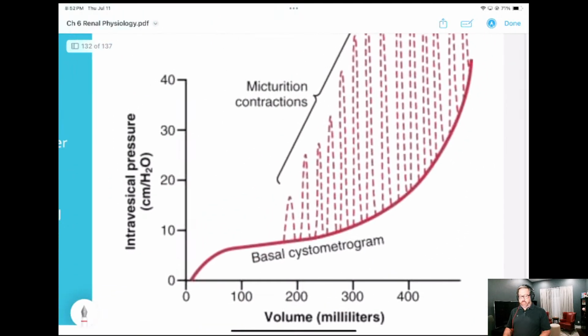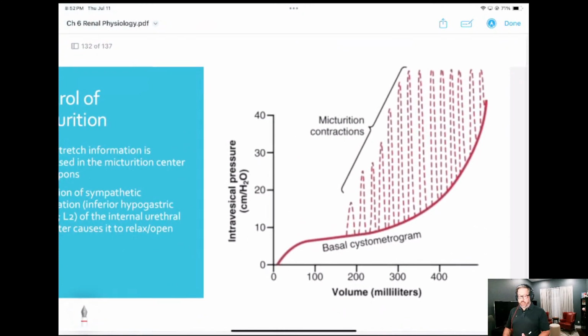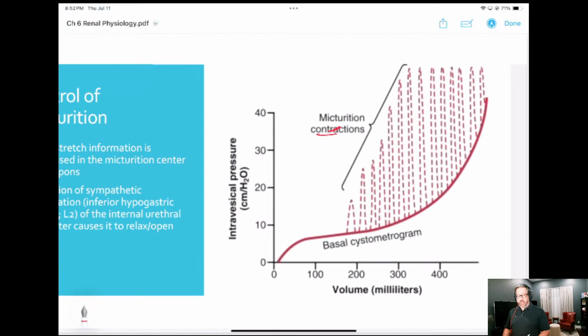With regards to this one, this just tells you these micturition contractions are the stimuli that, when our bladder is getting fuller, as those stretch receptors start to pull apart, they send more triggers to the brain that our bladder is getting full, and we may have to go to the bathroom.